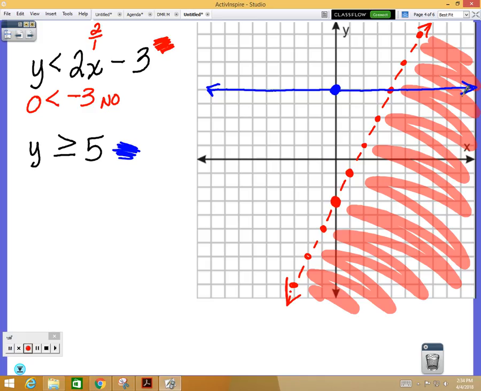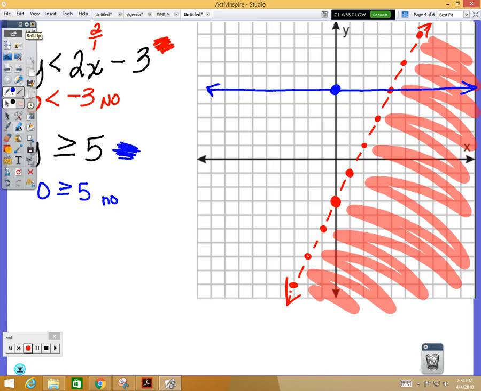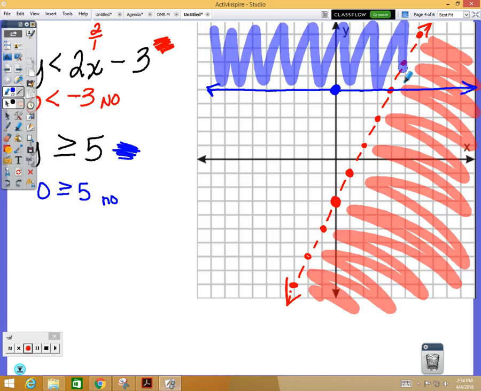So now it's time for me to check to see which side I need to shade. Is 0 greater than or equal to 5? No. So that means I need to shade above the line. So now I can see that it's just in this top little corner that they overlap.